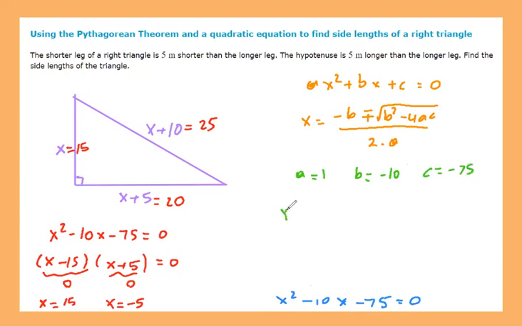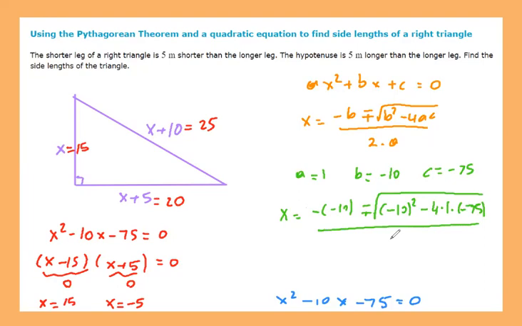Okay, so the formula says take the negative version of b. So b is negative 10, so you take the negative of that number, plus or minus, and then b squared, which is going to be negative 10 to the second power, minus 4 times a. A is 1, and then c is negative 75. Maybe it's better to write in parentheses. And that's under the square root. All this divided by 2a.